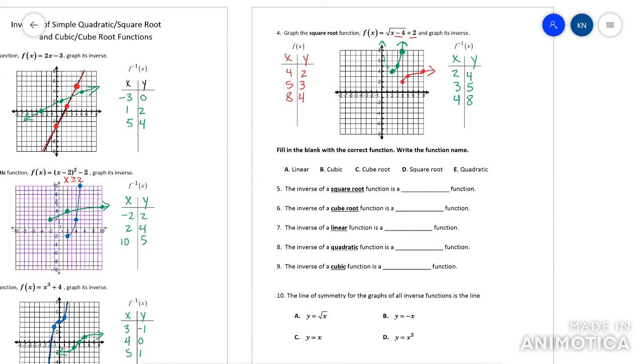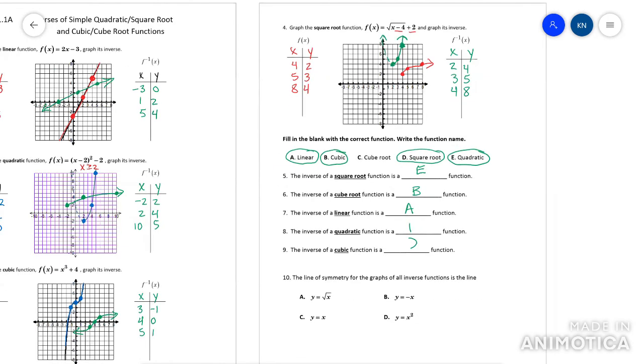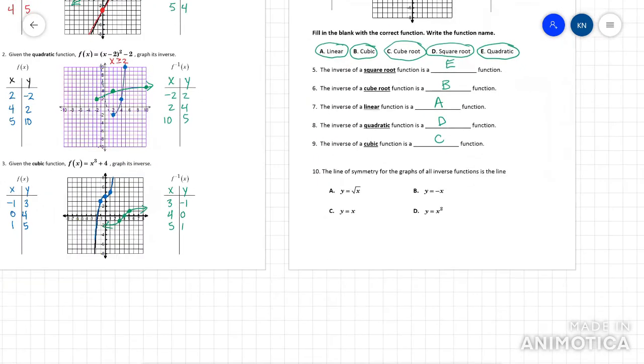The inverse of a square root function is a quadratic function. The inverse of a cube root function is a cubic. The inverse of a linear is linear. The inverse of a quadratic is a square root. And the inverse of a cubic is a cube root. So that's really important to know because you need to know what shape the line's going to take as you draw it.